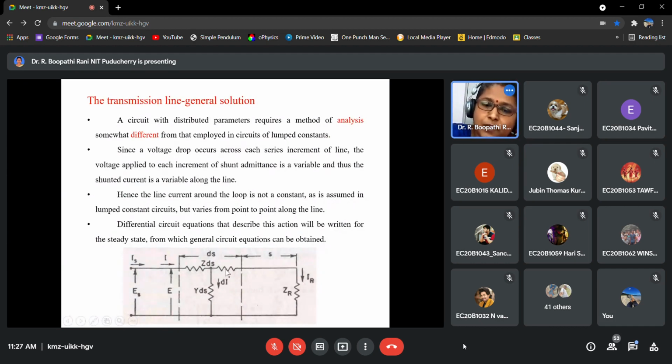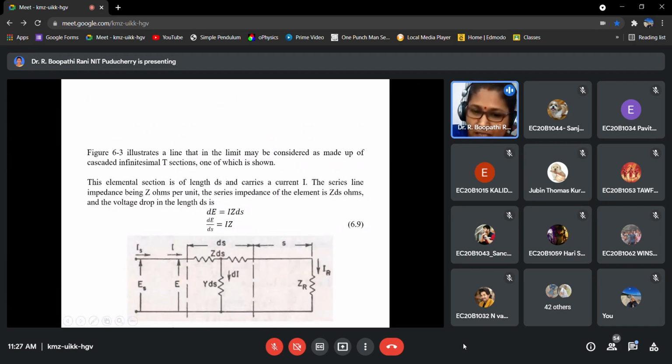So we consider the distance of this unit element as ds, and the series impedance present at this length is ZDS, and the shunt admittance present at this ds length is YDS. The current entering this point is I, and the voltage drop is E. For this, we are going to write the equations.